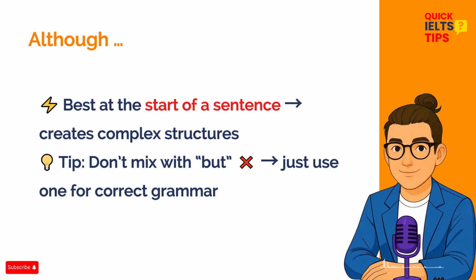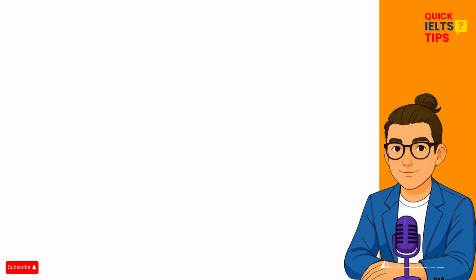This phrase works best at the beginning of a sentence, and it helps you create complex structures that demonstrate advanced grammar. My tip: don't confuse although with but. You don't need both in the same sentence, just one is enough. Now, let's move on to the ninth phrase.